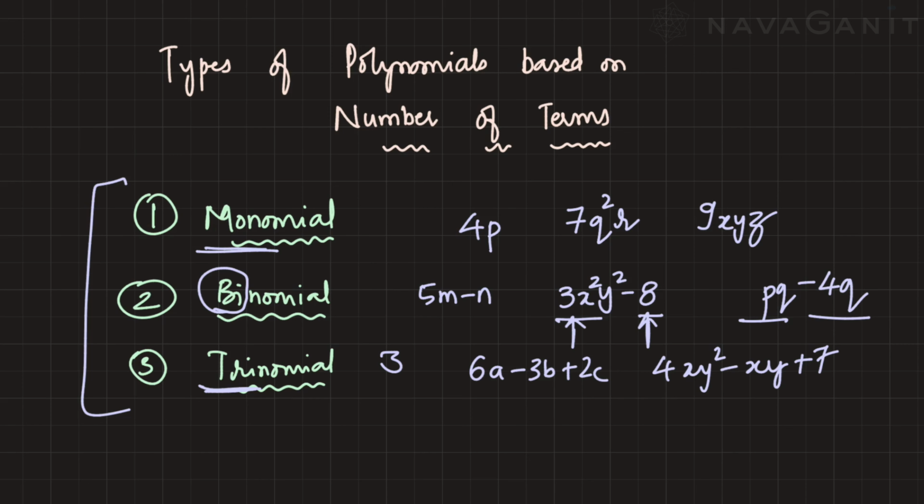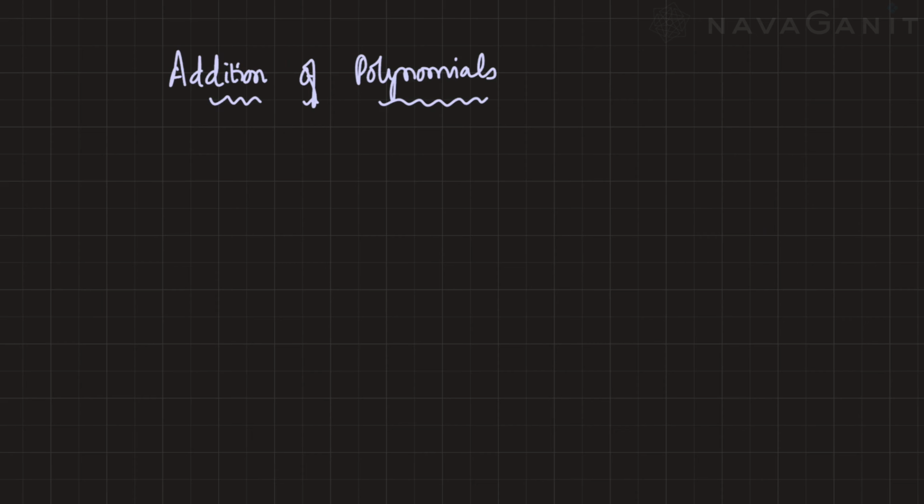Now let us look at addition of polynomials. To add two or more polynomials, we follow three steps. First, we arrange the terms of the polynomials in a systematic manner. Second, we group the like terms, that is the terms with the same variables and powers. As we have seen earlier, those are the like terms and we group them together. Finally, the last step, we just add up the numerical coefficients of these like terms.